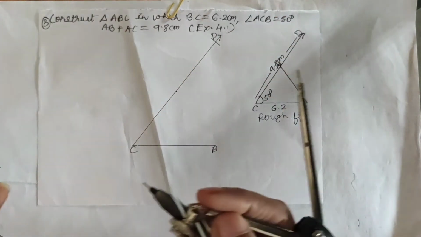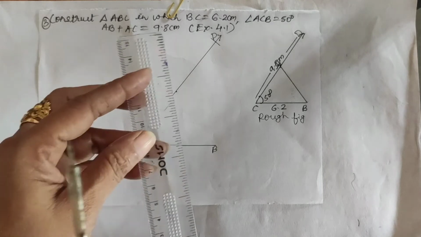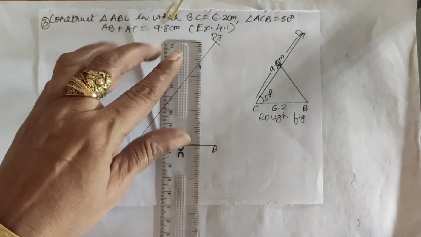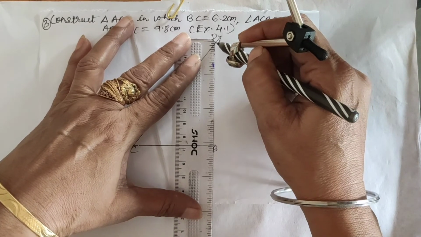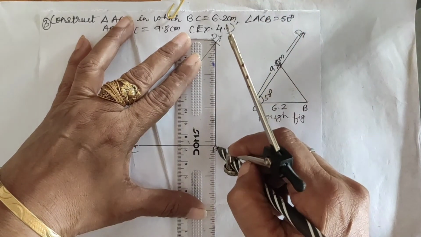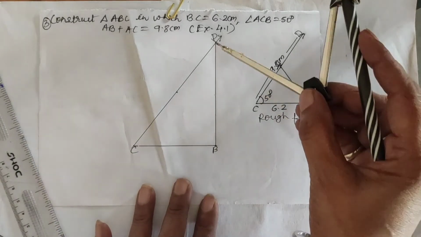Suppose this is any other point D, and now draw segment DB. This is the point of intersection. Join with this B. Draw segment BD. Now what is the next step? You have to draw the perpendicular bisector of this BD.